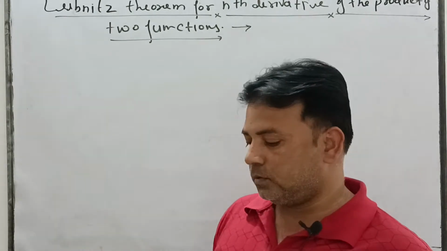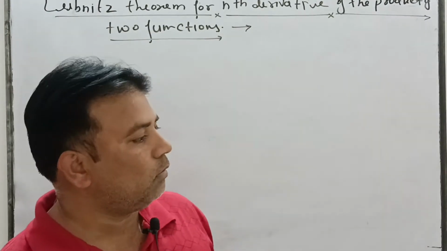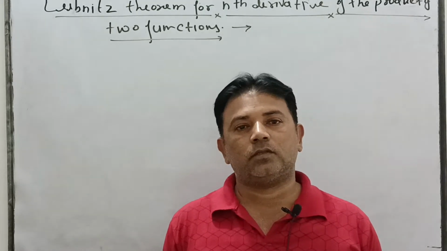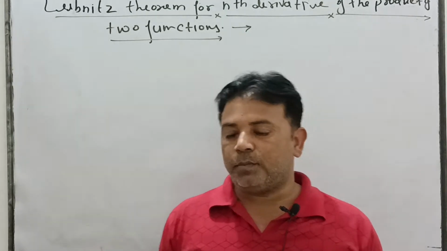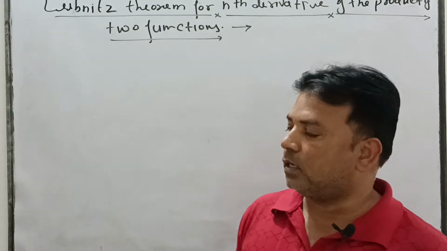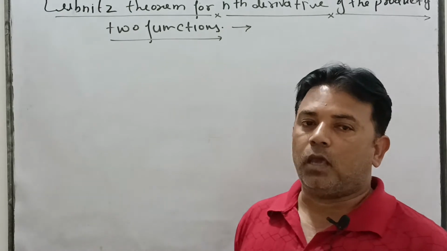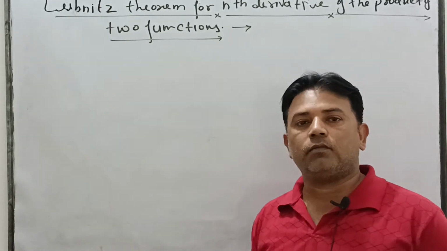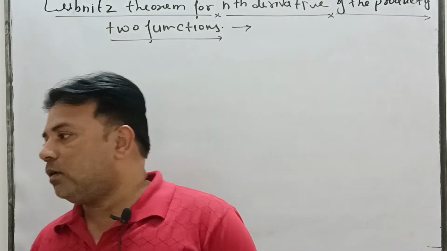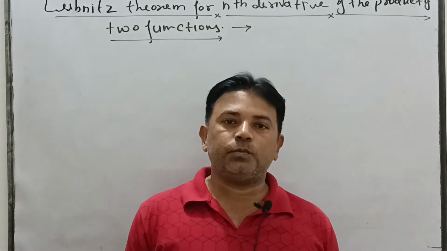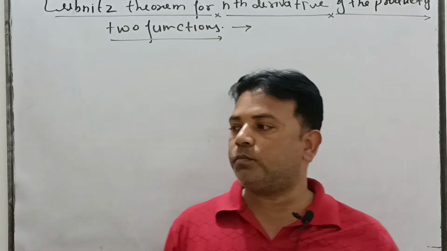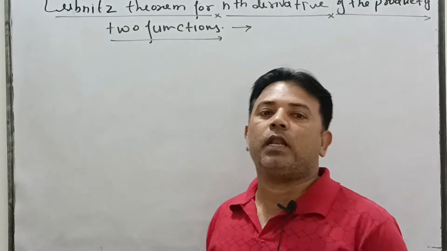I have discussed in my previous video how to find the nth derivative of the given functions by different methods: normal methods, partial fraction methods, and using the polar form x equals r cos theta and y equals r sin theta. In this video we discuss how to find the nth derivative of the product of two functions with the help of the Leibniz theorem.